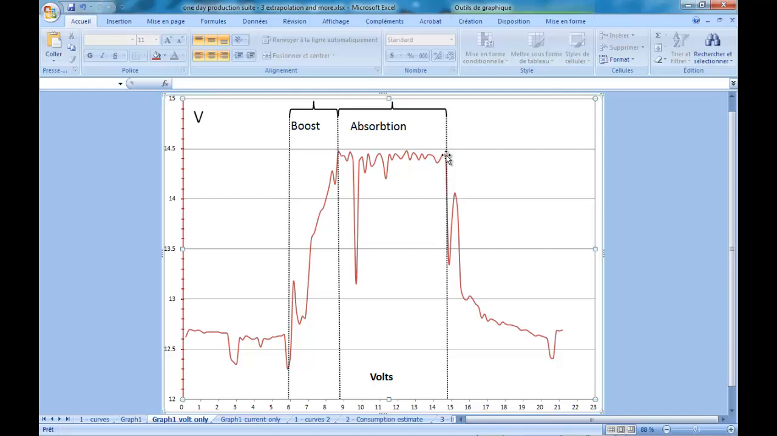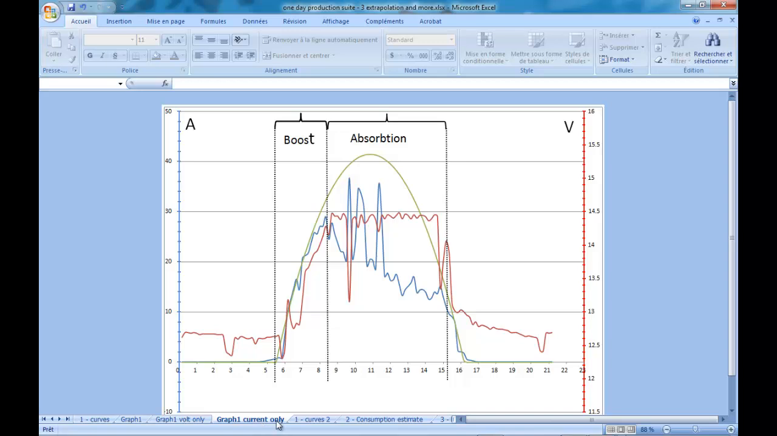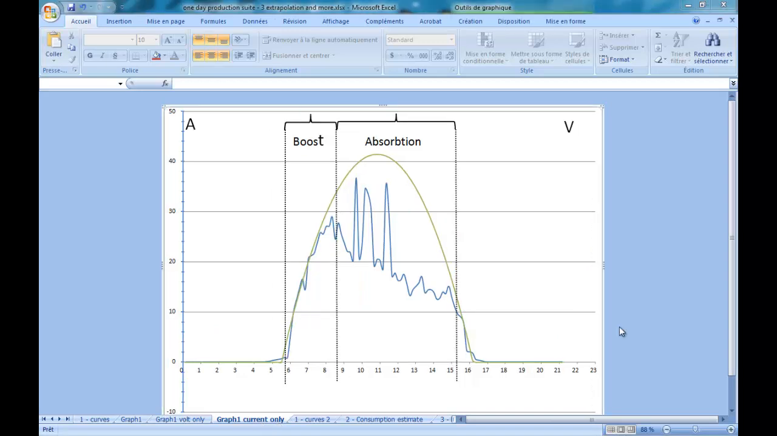At some point there is no more light, and it's the end of the day, between 3 and 4 p.m. Current is decreasing, and voltage is decreasing also. Now if we look at the current only, what can we make of it? On the left you have the scale, and you see the same phases as earlier. Here is the real current, boosting phase and absorption phase, and here is the potential current we could get.